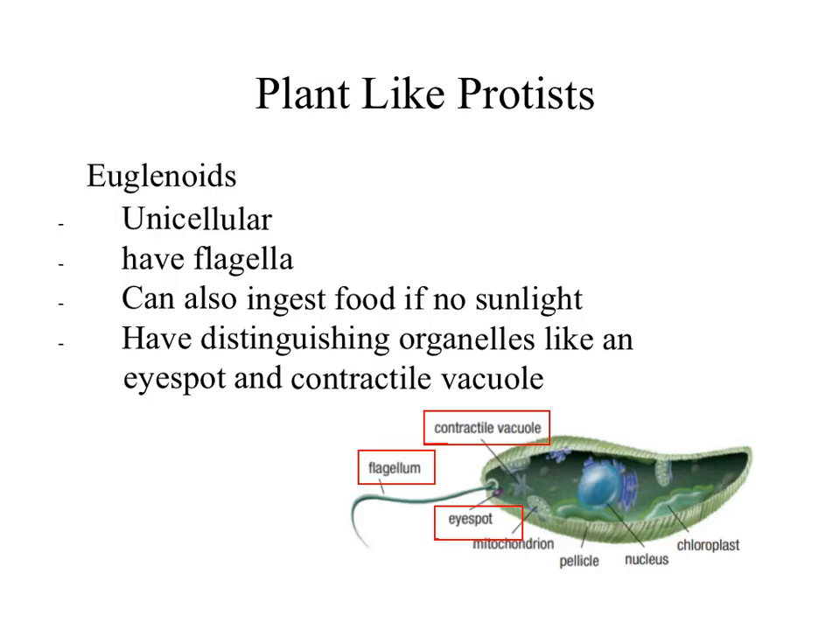Our next type of plant-like protists are euglenoids. So before we had the algae that kind of look like algae, they are what you expect to see. Euglenoids aren't necessarily what you think of when you think of algae in the sort of common sense of the word. Euglenoids are unicellular. They have a flagella. You can see it down here. And they can also ingest food if there's no sunlight.